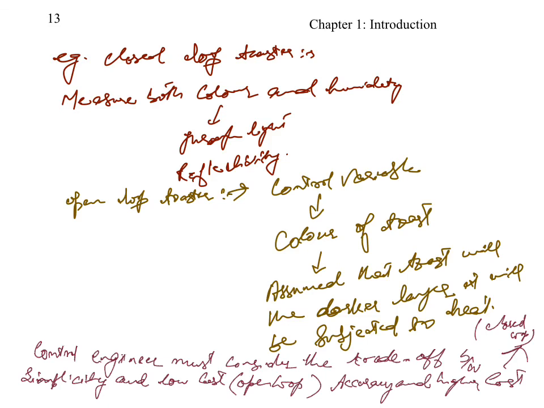In the open loop toaster, the control variable is the color of the toast, and we have assumed that the toast will be darker the longer it is subjected to heat. So it is the job of the control engineer to make a trade-off between simplicity and low cost in the open loop system, and accuracy and higher cost in the closed loop system. That is also taken into consideration when designing any system.